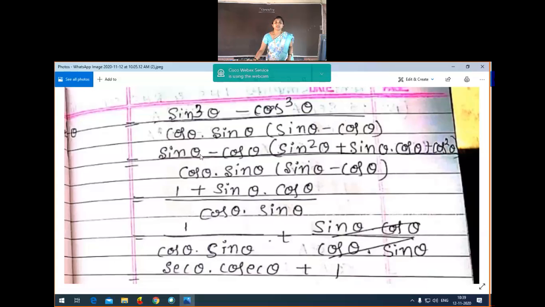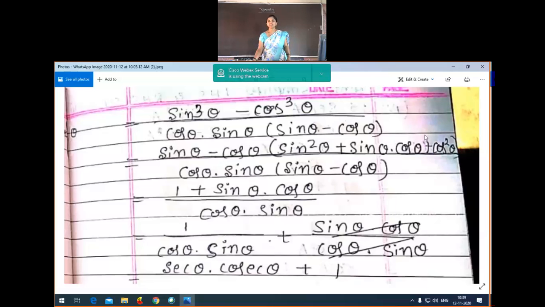See, sin theta minus cos theta, sin theta minus cos theta. Are you observing this one here, students? Sin theta minus cos theta and sin theta minus cos theta. Can we cancel these two terms? Yes. This sin theta minus cos theta, here sin theta minus cos theta get cancelled. What is inside here? Sin square theta plus sin theta into cos theta plus cos square theta.